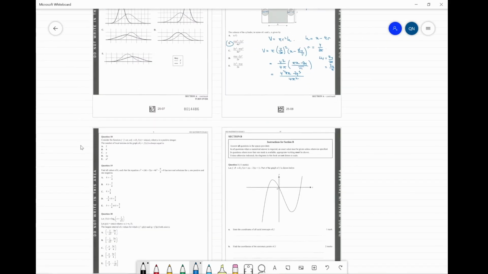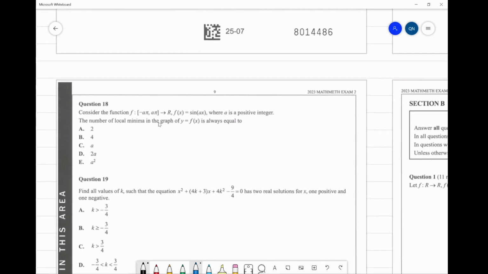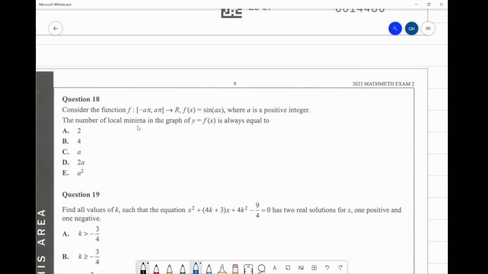Question 18. Consider the function, okay, we have sine of a times x. The number of local minima in the graph of y equals f of x is always equal to... Okay. That's interesting, because a is going to be some kind of dilation by a factor of 1 over a, which is going in the complete opposite direction of the dilation happening on this interval. That's very interesting. So I feel like it's going to be either 2a or a squared. It has to be one of those, right? Or a, I don't know.